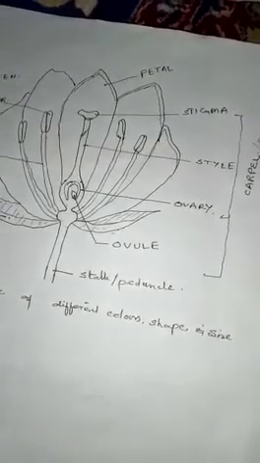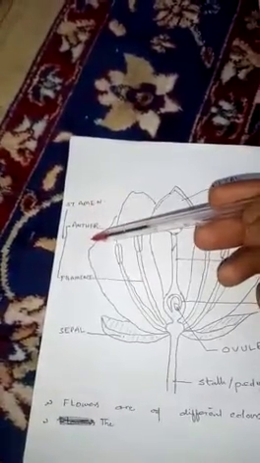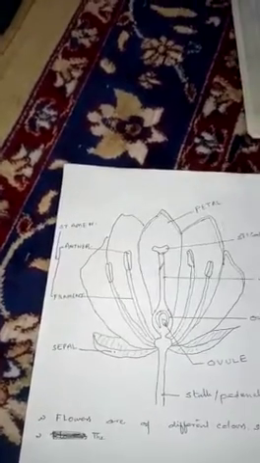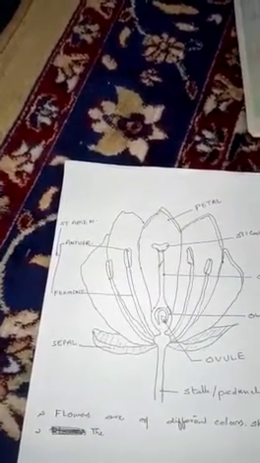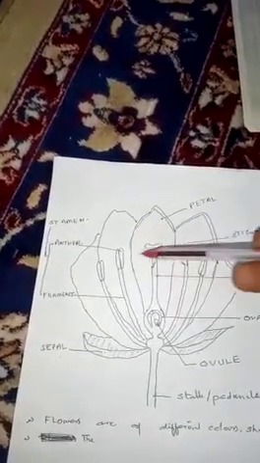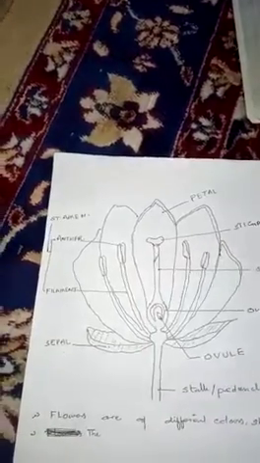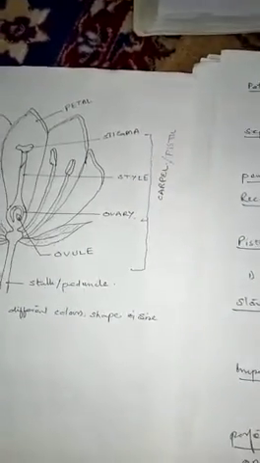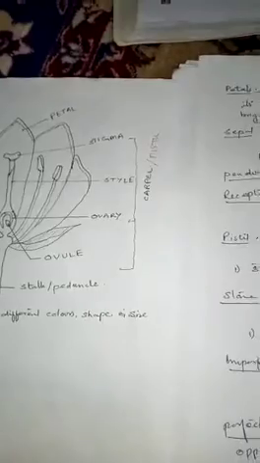Now it is the stamen. This is the stamen, anther, and filament. It represents the male reproductive part and consists of two parts, that is anther and filament. Already you have seen this is anther and this is filament. So these were the different parts of the flower. I hope you have understood the structure of the flower.